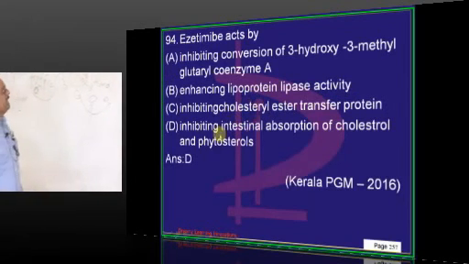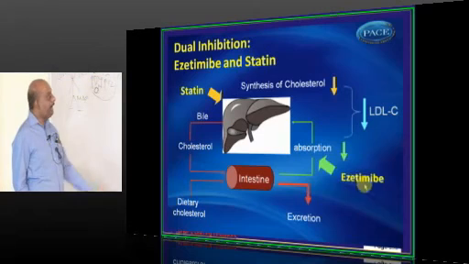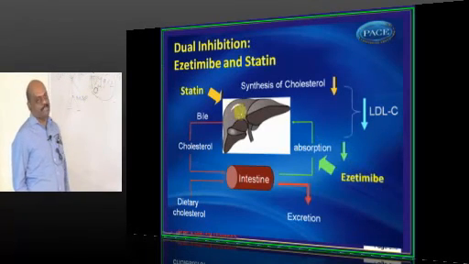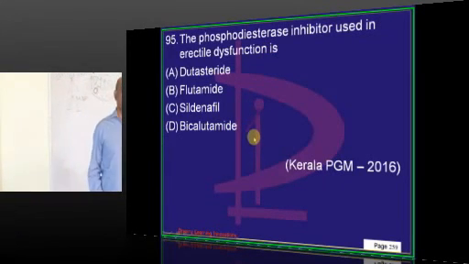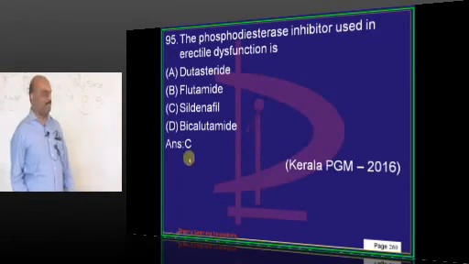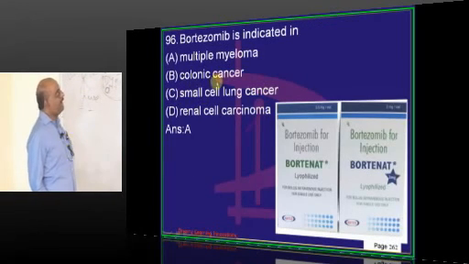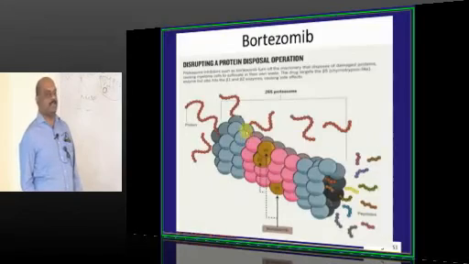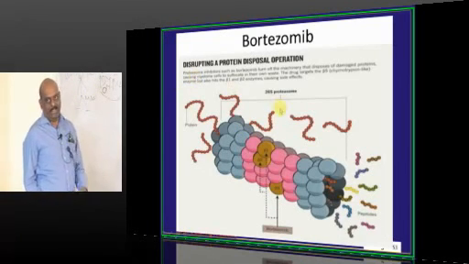This is a very standard question: intestinal absorption of cholesterol is inhibited by ezetimibe, and synthesis of cholesterol is inhibited by statins. This is a very simple question to crack. Sildenafil is a phosphodiesterase inhibitor, even a layman knows that. Then bortezomib is indicated in multiple myeloma, a very standard question. Bortezomib basically disrupts the proteasomal mechanism.